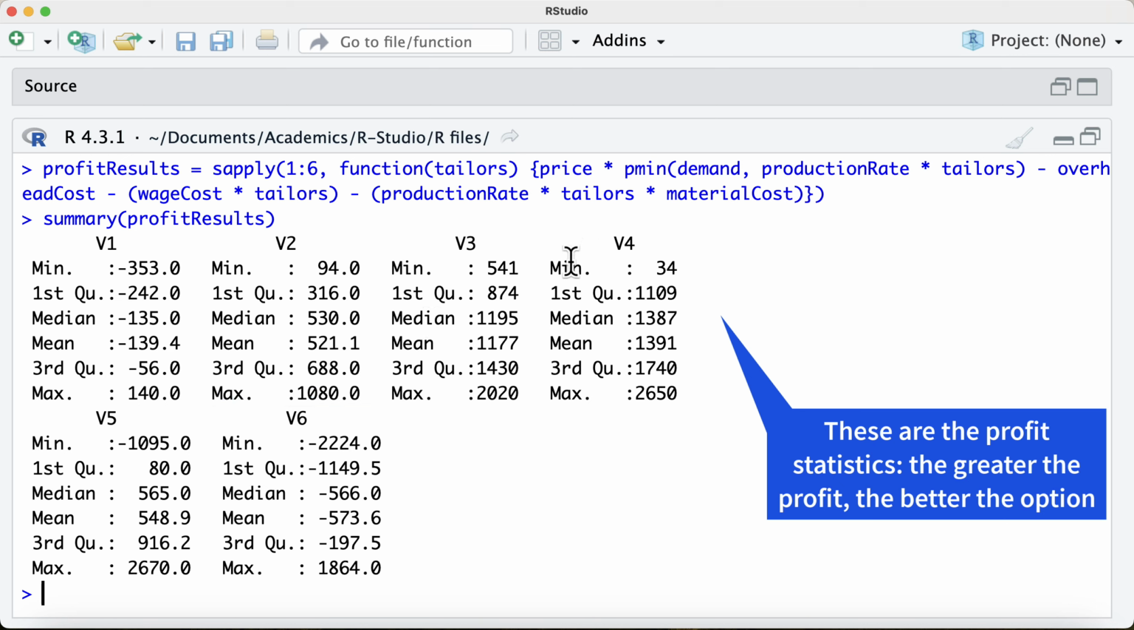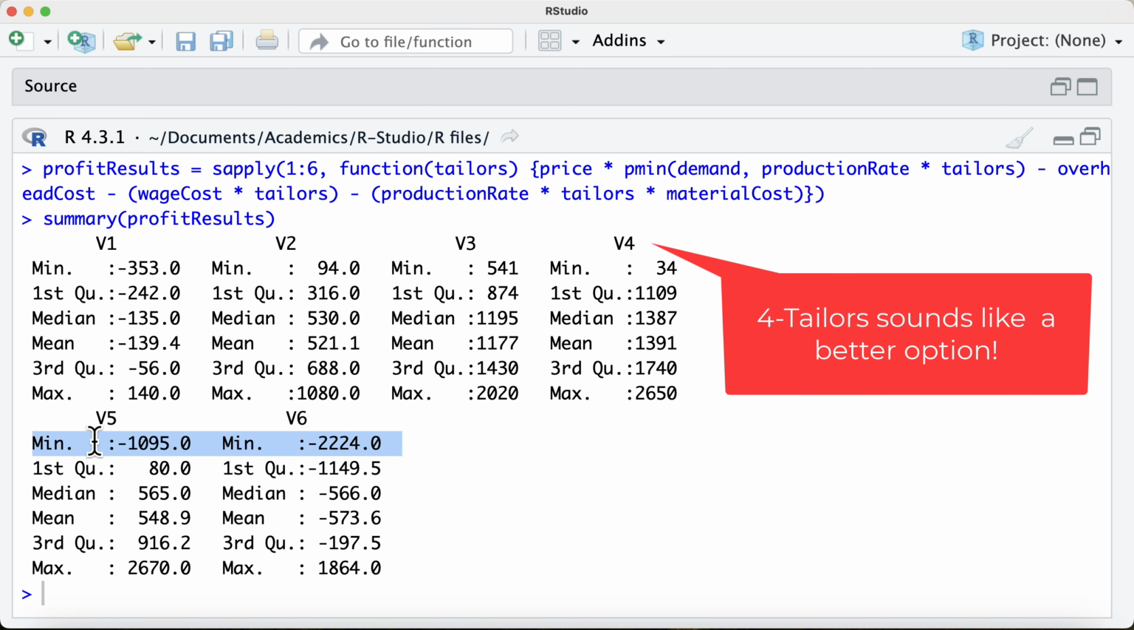In the case of 4 tailors, the maximum is 2650 and the minimum is 34, and the mean value is 1391. In the case of 5 and 6 tailors, we have more extreme numbers. Minimum values are very low, which means risk is very high, and mean values are also very low. For example, over here, the mean is in 3 digits. On the other hand, the mean in these cases is in 4 digits. And in the case of 6 tailors, the mean is negative. So we can also exclude the 5 tailors option and the 6 tailors option.